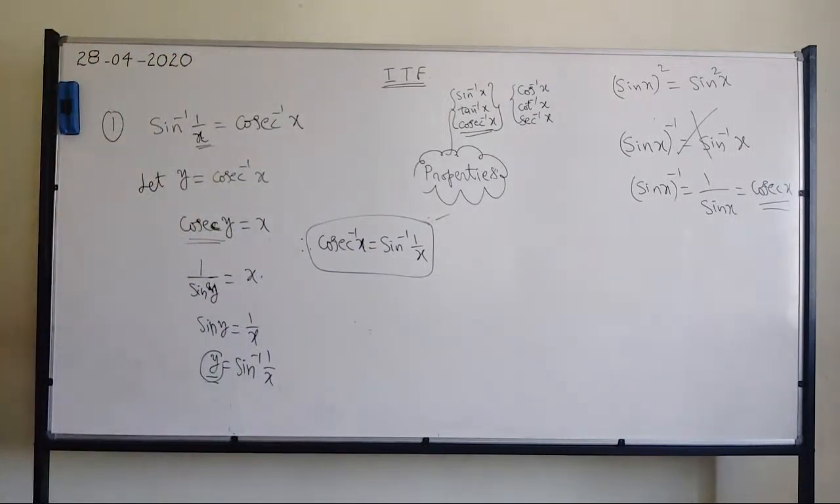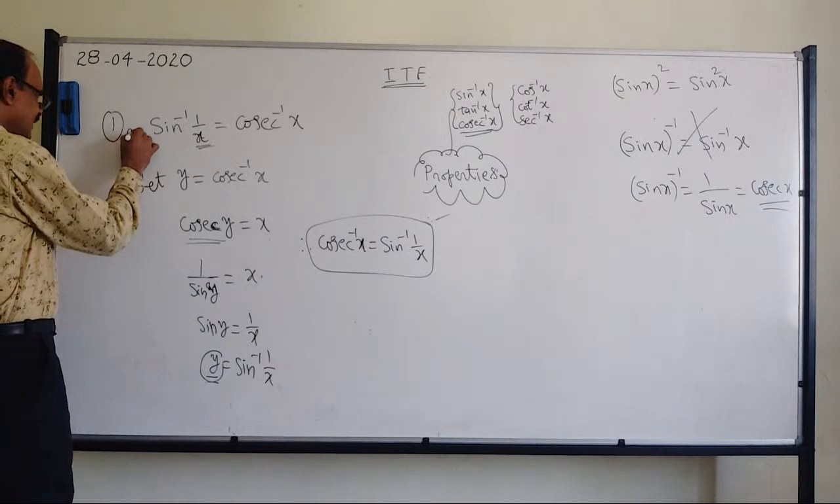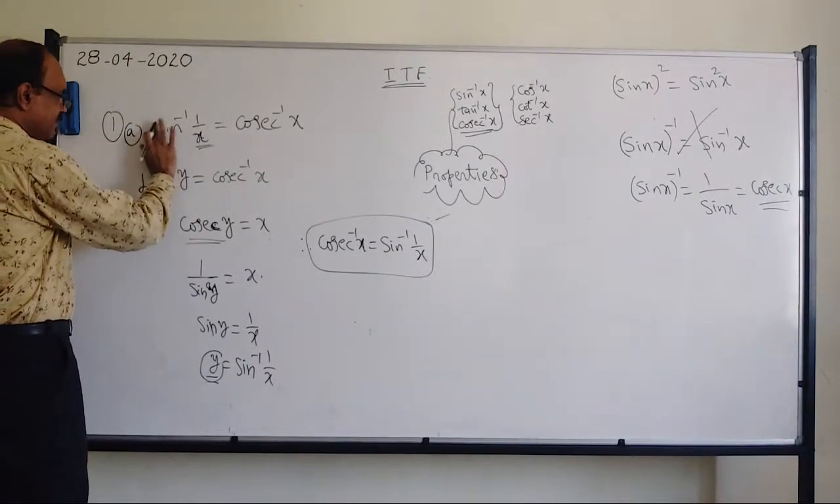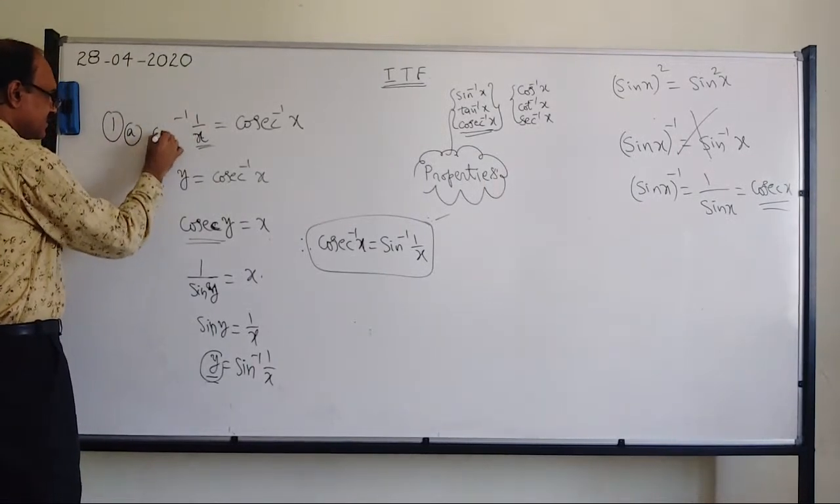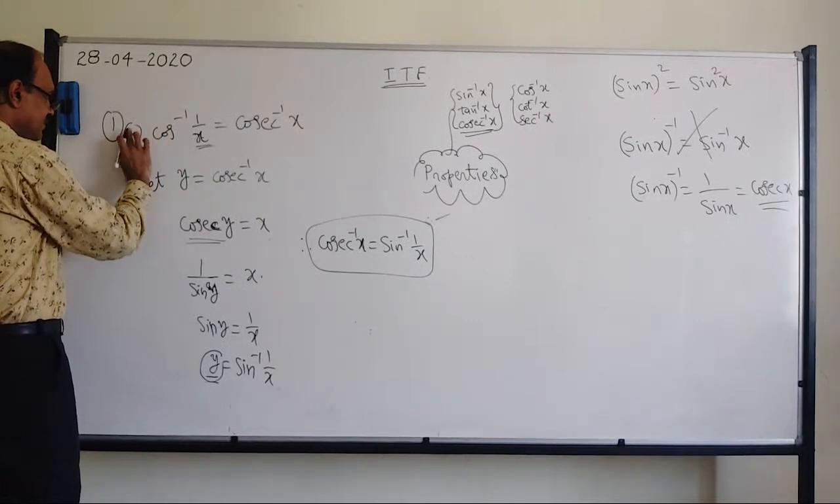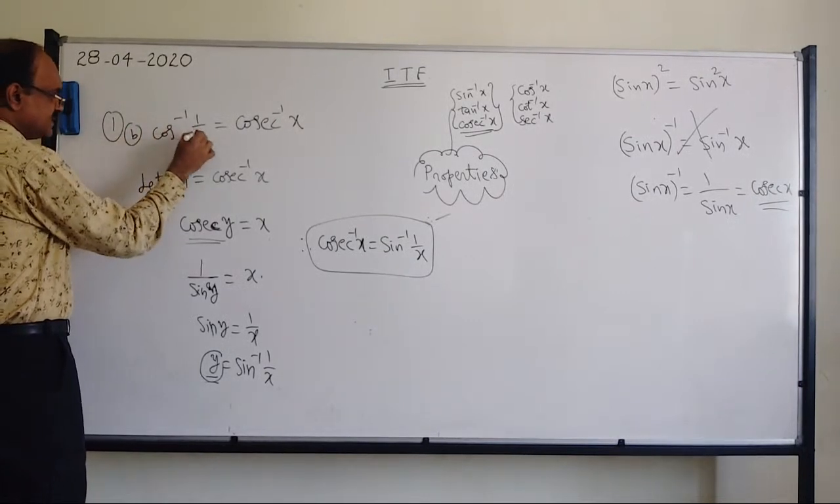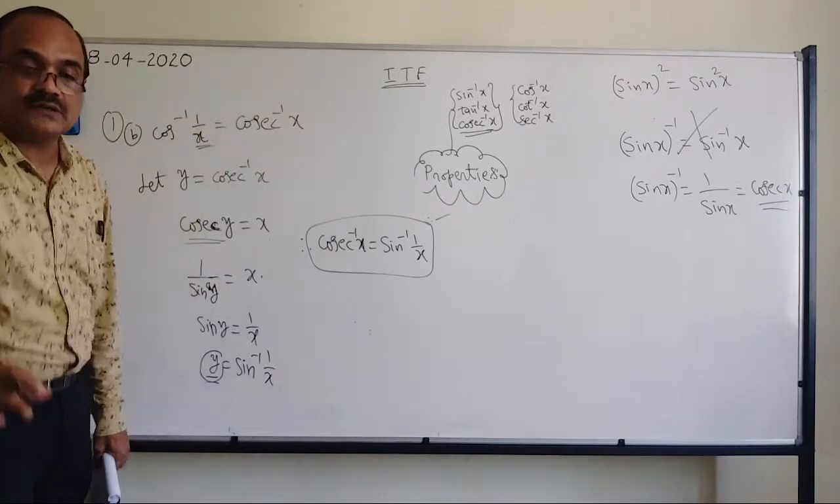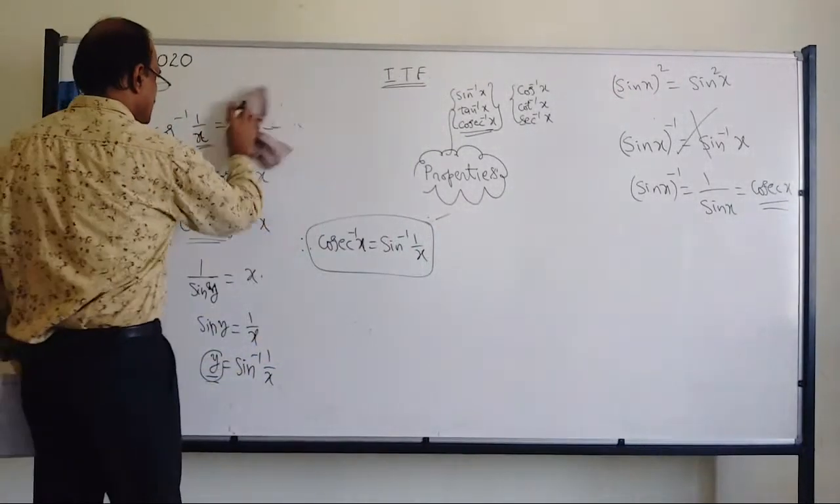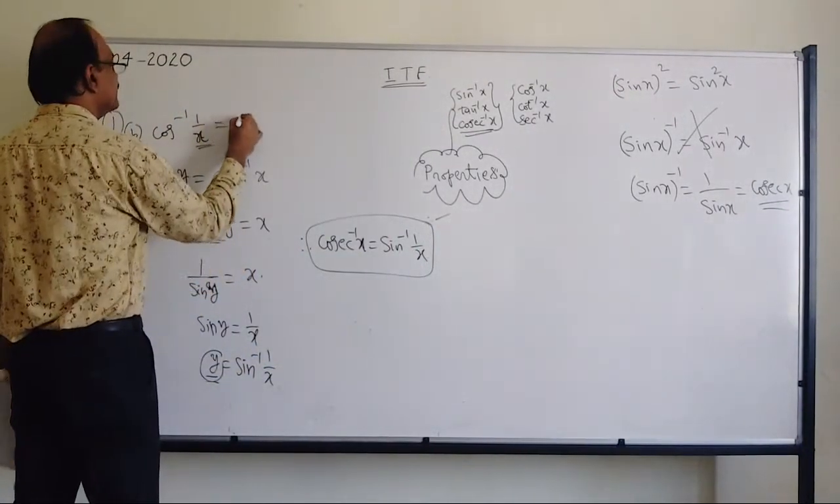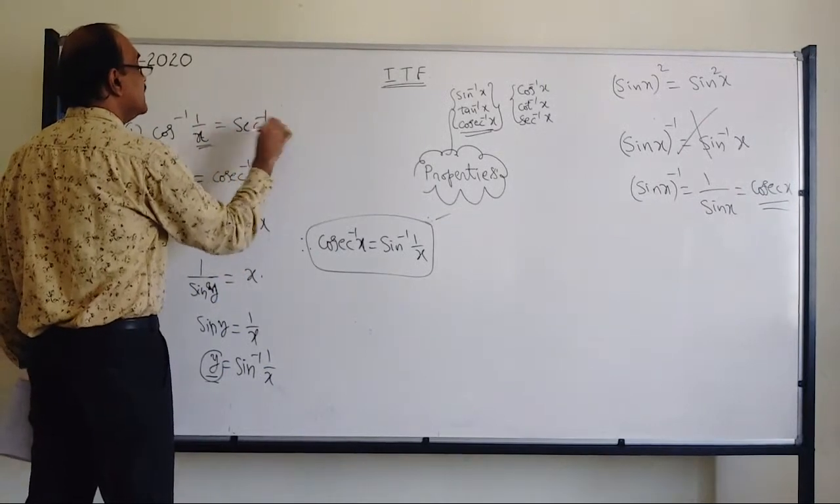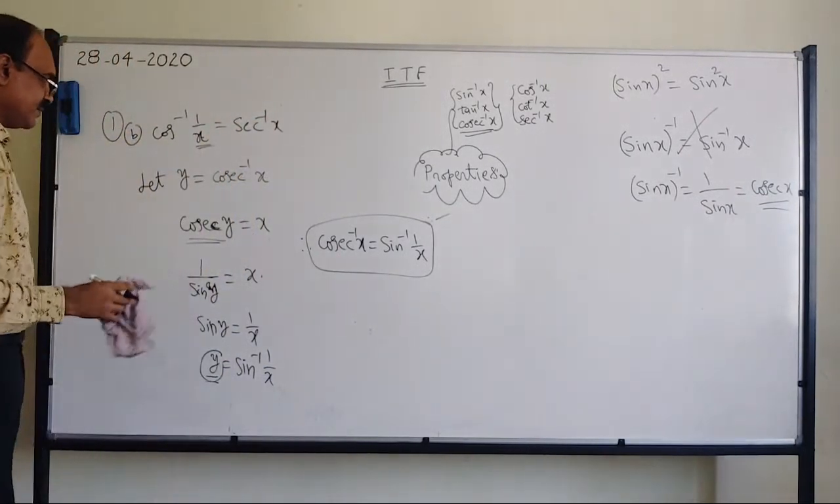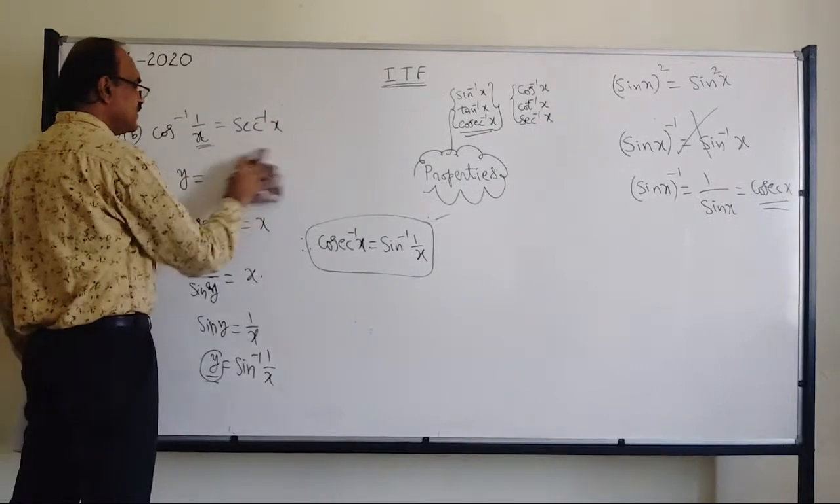Similarly, can you write other things? This is in 1a. So in place of sin, if I put cos, this is property b: cos inverse of 1 by x. So what do you get? Secant inverse of x. Can we do this proof also so that we get familiar? The same approach will be followed.